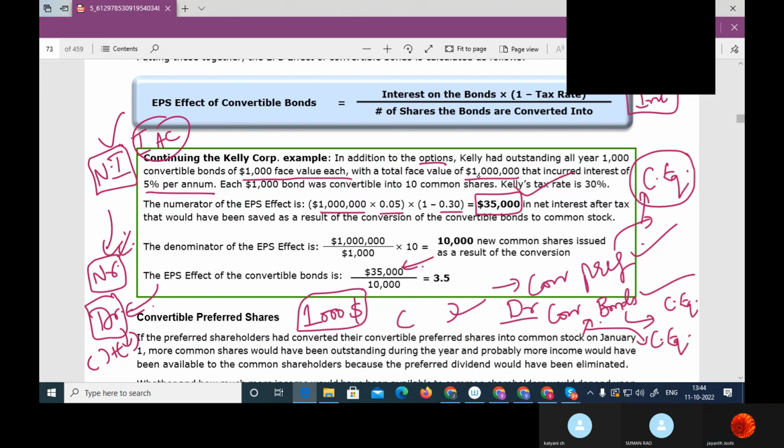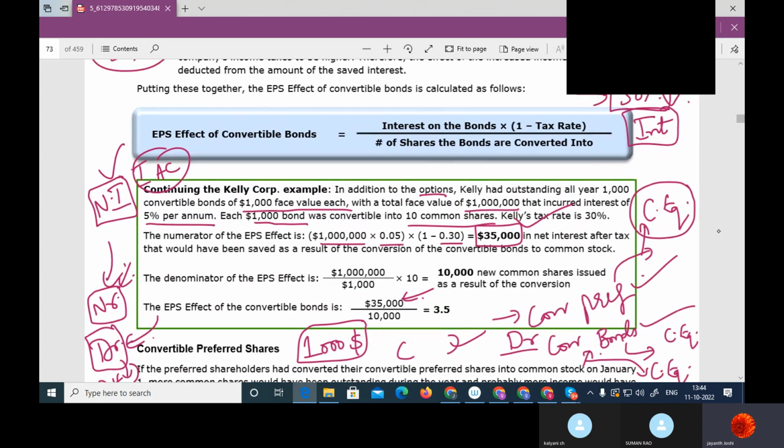And in the denominator, a $1,000 bond was convertible into 10 common shares. They have given that data here. So $1,000 bond by 10. How many shares will you be seeing? 100 shares. Or you can do one thing. They are saying one $1,000 bond is getting converted into 10 common shares.